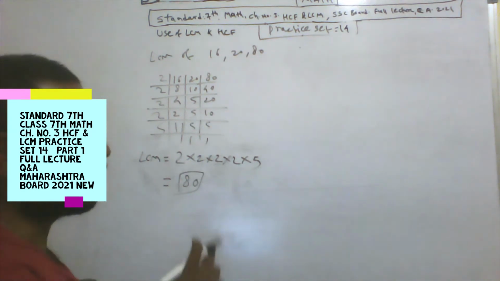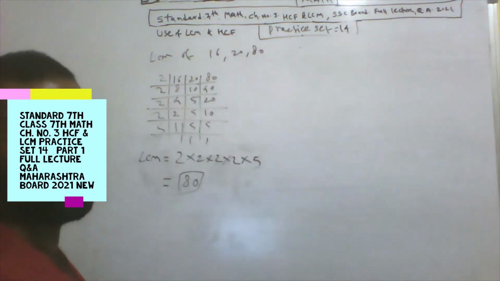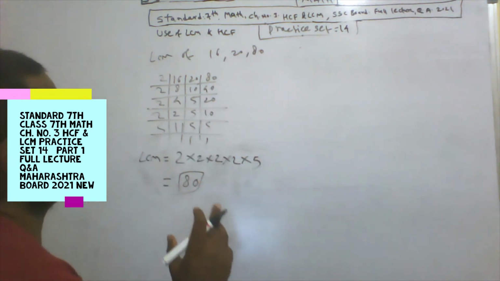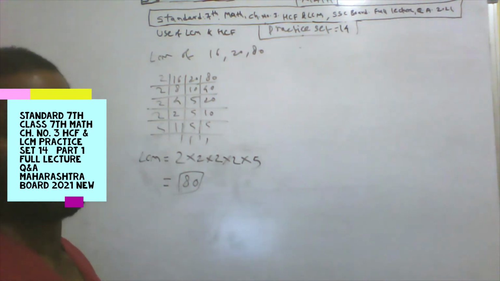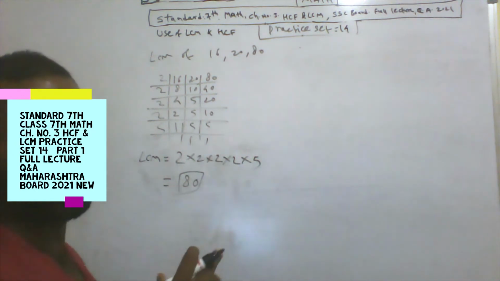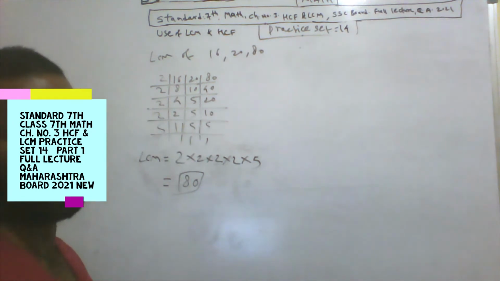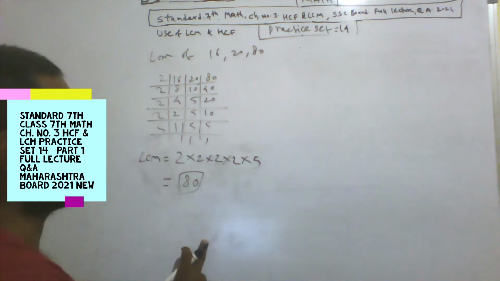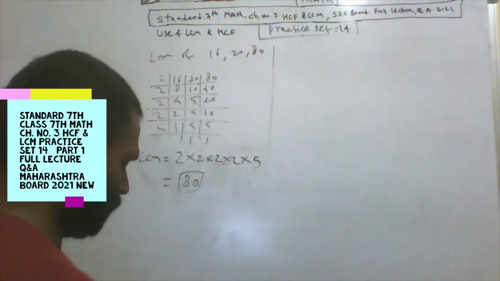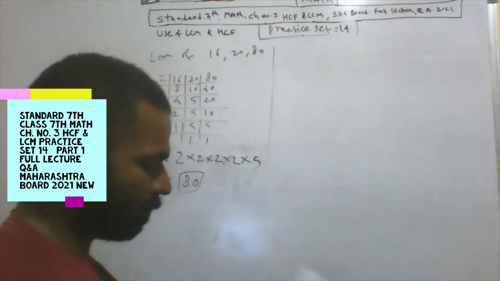It is a coincidence that 80 is one of the given numbers. How is it possible? Remember that when the biggest number is a multiple of all the other given numbers, the biggest number is always the LCM. Okay, remember it. Now we go to the next topic.